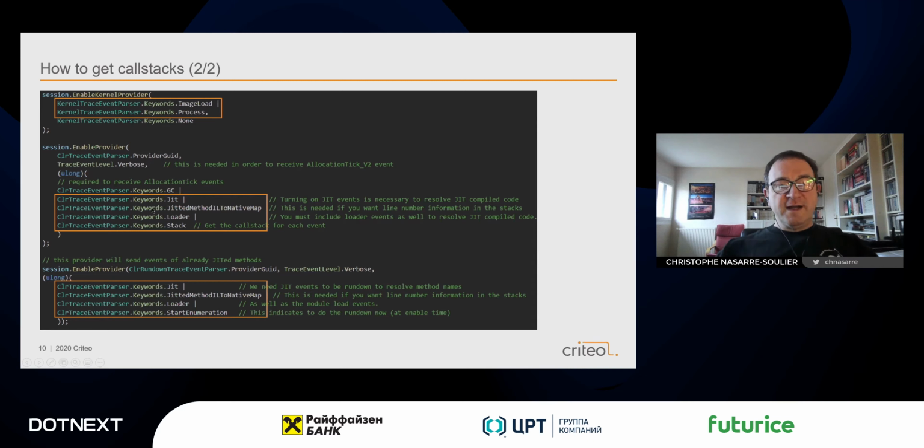For the CLR provider, what it needs to get are the just-in-time compiler messages, again, to be able to build the mapping between an address of a JIT function and its name. And also the specific stack keyword that tells the CLR to send some specific event. I will go back to that later on. And last but not least, I'm asking the what is called the CLR rundown event parser, the provider.